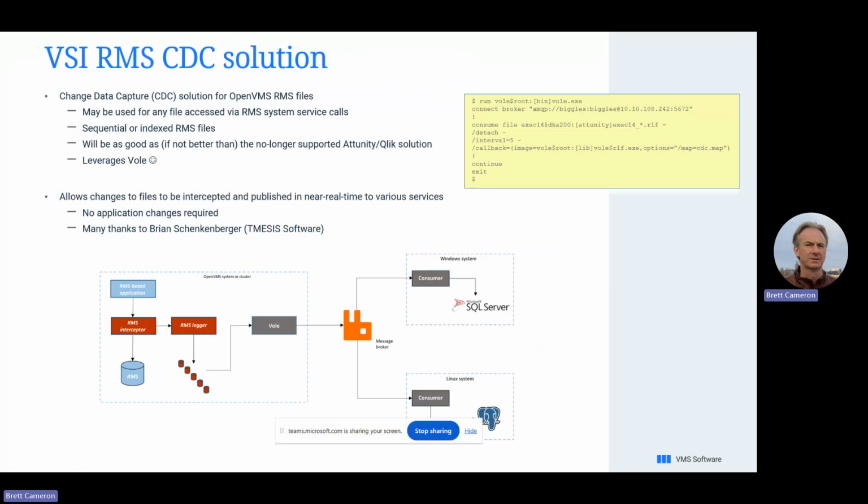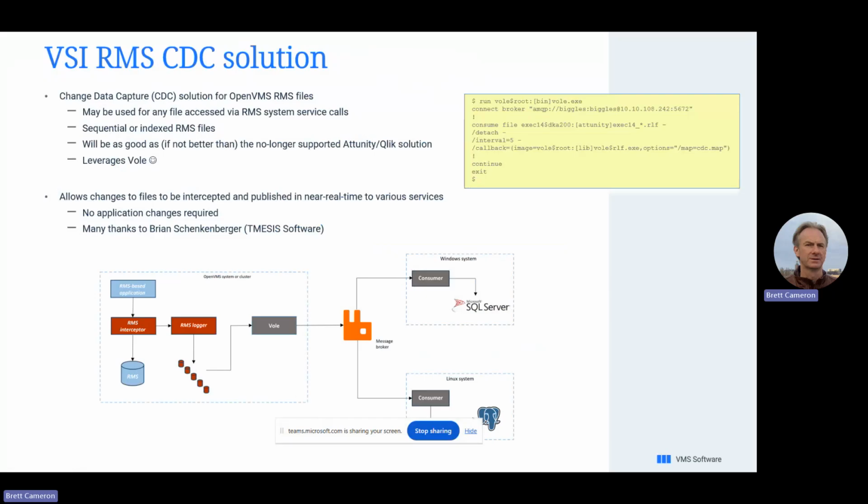So the way this works is that Brian wrote this many years ago, originally for Attunity, but it's his software, so there's no legal connotation there. Brian wrote this fantastic little RMS interceptor. There is no escape. You can configure this thing to say, I want to intercept changes from file A, B, and C.